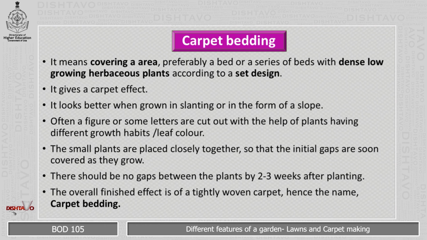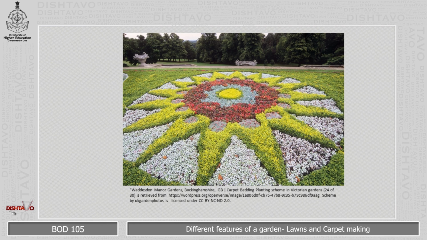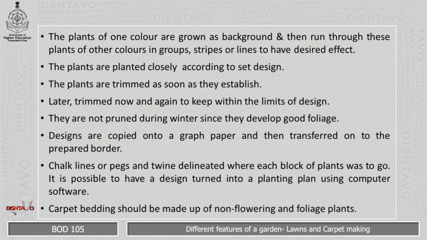The small plants are placed closely together so that the initial gaps are soon covered as they grow. There should be no gaps between the plants by 2 to 3 weeks after planting. The overall finished effect is of a tightly woven carpet, hence the name carpet bedding. Here you can see the image of a carpet bedding with different colorations.